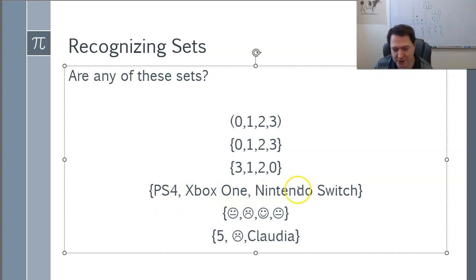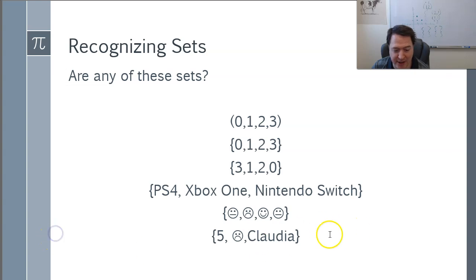All right, PlayStation 4, Xbox One, Nintendo Switch. I didn't list anything more than once. It's got stuff in it. Okay, that's all that matters. It can be any kind of stuff. Doesn't matter what it is. Doesn't have to be numbers. Doesn't have to be anything even intelligible.